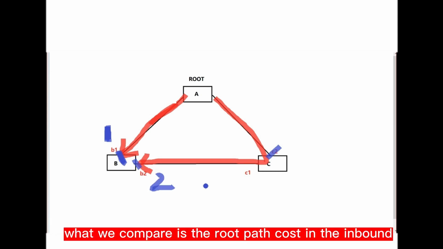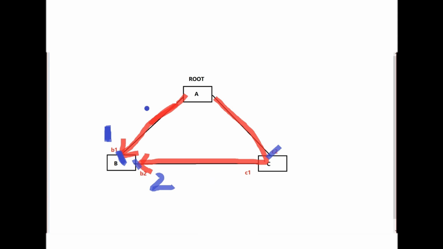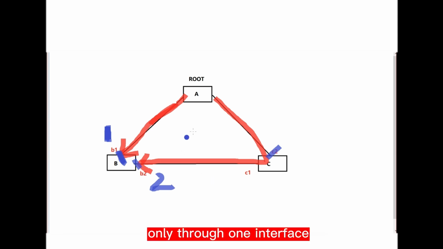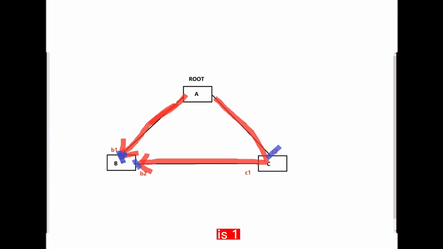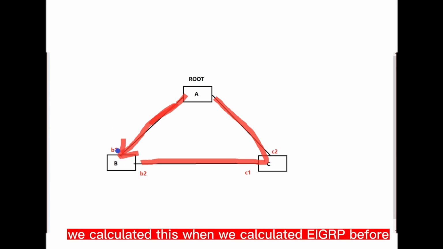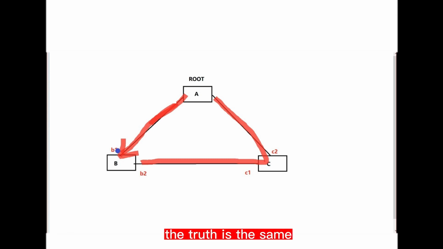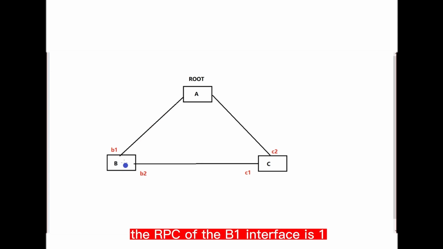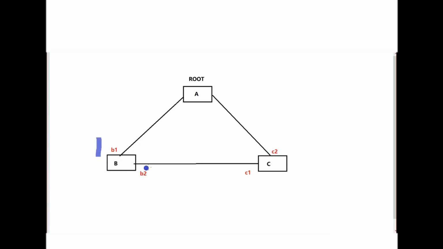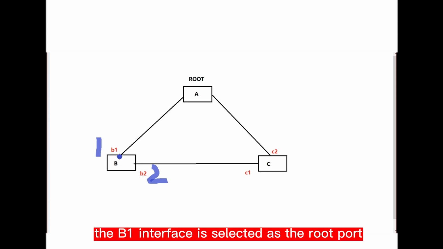On the right it is 2. What we compare is the root path cost in the inbound direction. Here a message comes through only one interface, so it is 1. We calculated this when we calculated EIGRP before; the principle is the same. When packets come in through two interfaces, this is 2. On device B, the RPC of the B1 interface is 1, and the RPC of the B2 interface is 2. We take the smaller value, so this interface is better. The B1 interface is selected as the root port.